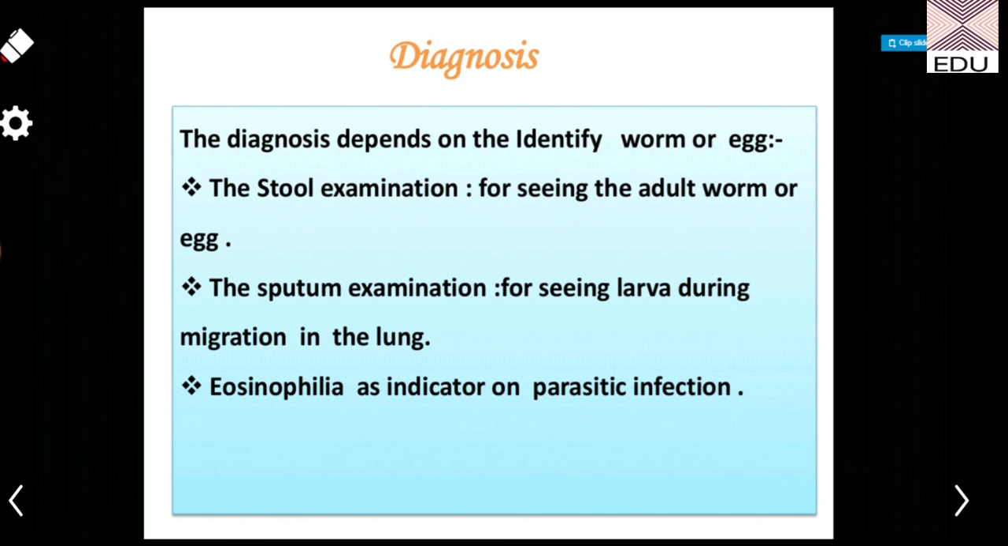Then we have the eosinophilia as the indicator of the parasitic infection. So eosinophils, if they have increased in number, can be one of the indicators of the parasitic infection. There may be an increase in the WBCs also.